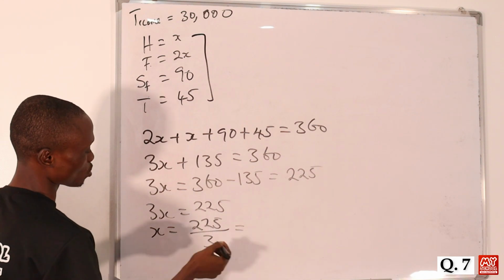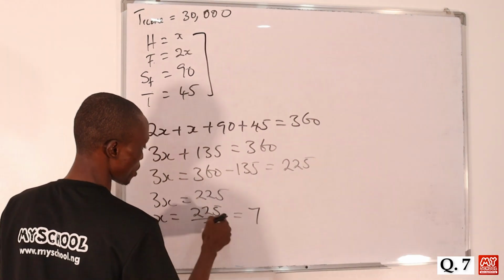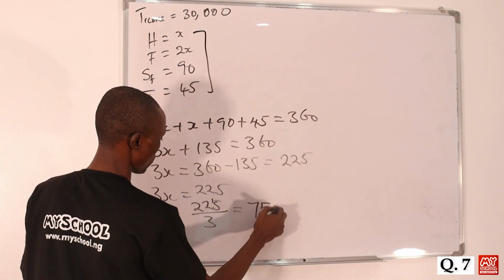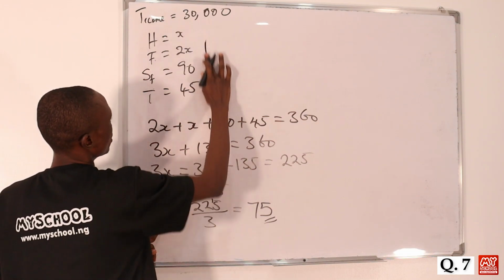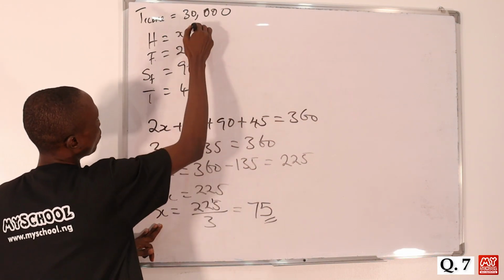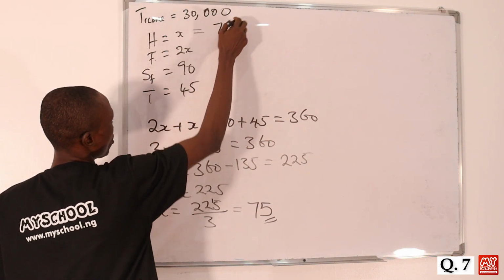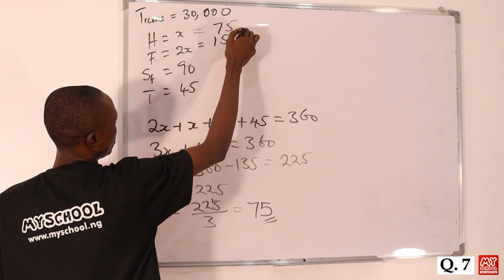Okay, so let's divide gradually. 3 into 22, that would be 7 remainder 1, and 3 into 15, that will be 5. So the value of x is 75. So what that means is that the angle of the sector for housing is 75, while that on food is 150 degrees.